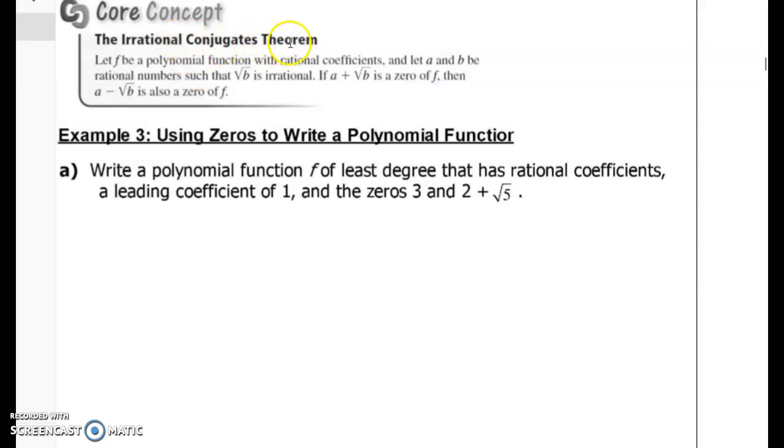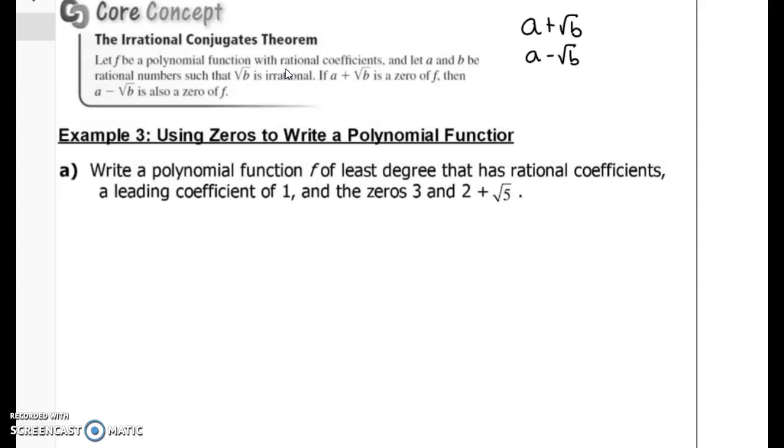Basically, what it says is that if we have a zero in the format a plus the square root of b, then even if they don't say we have another zero, we know we have to have another one that is a minus the square root of b. Now let's see that in action so it'll make more sense.